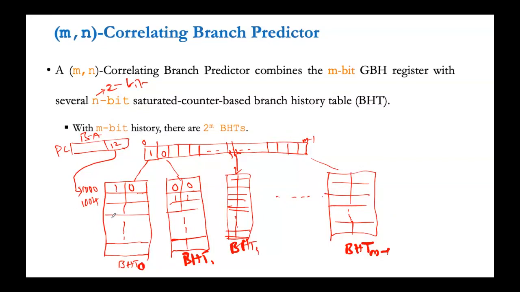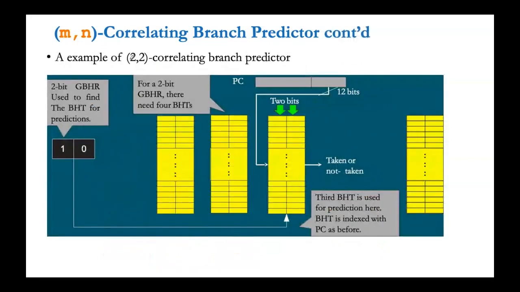So this is the example for this prediction. In our example we are taking m is equal to 2 and n is equal to 2. So how many branch history tables does it require? If m is equal to 2, how many branch history tables does it require?